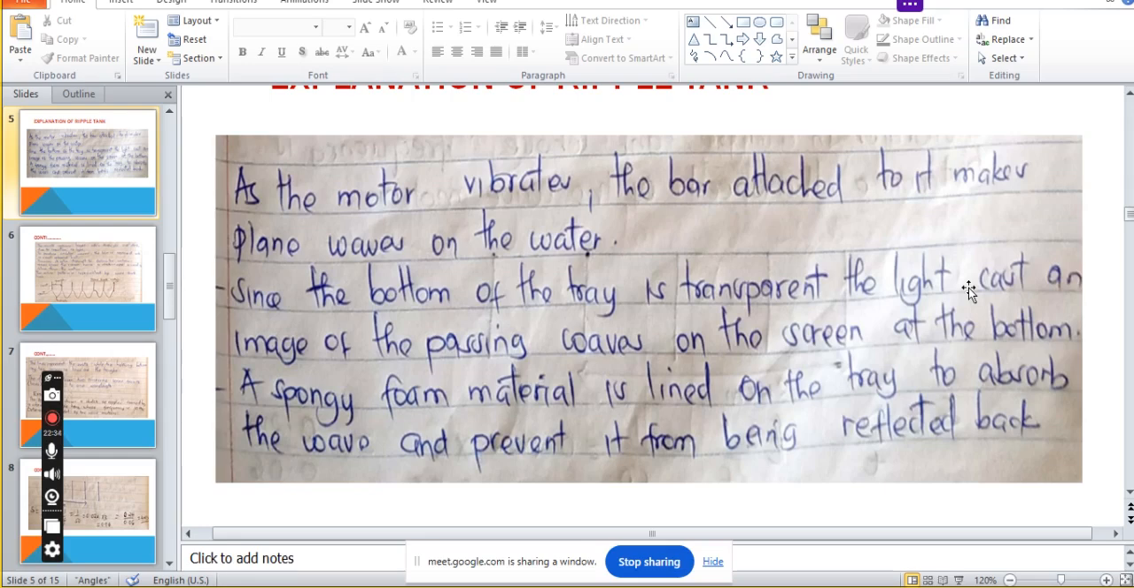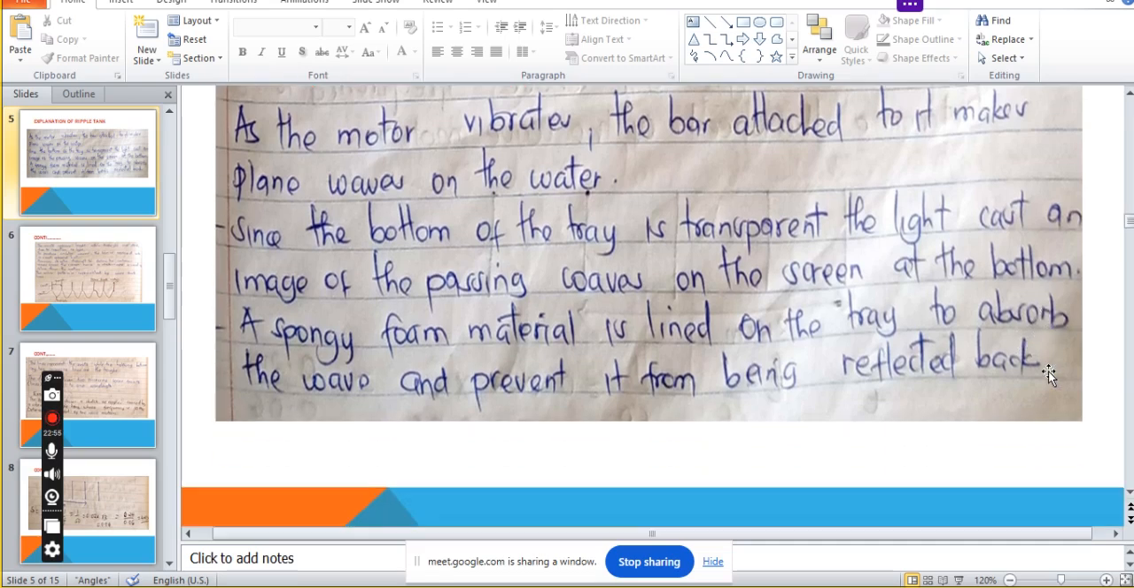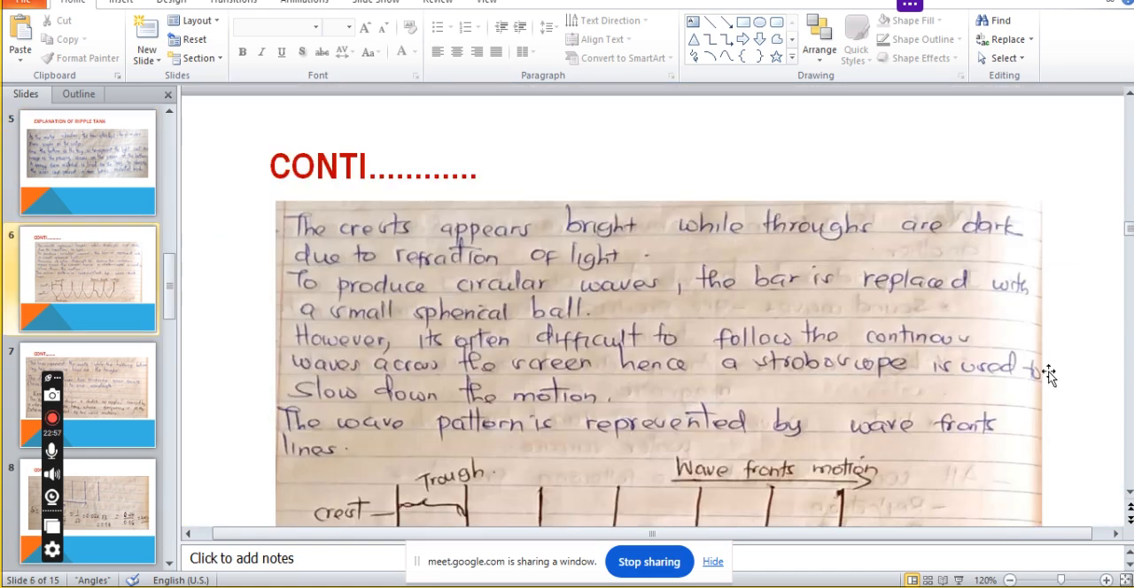So if you are asked to state the observation, you talk of regions that are dark and regions that are bright. And then there's a spongiform material that is lined on the tray. The work of the sponge is to absorb those waves that might be reflected, so as to give you that clarity.